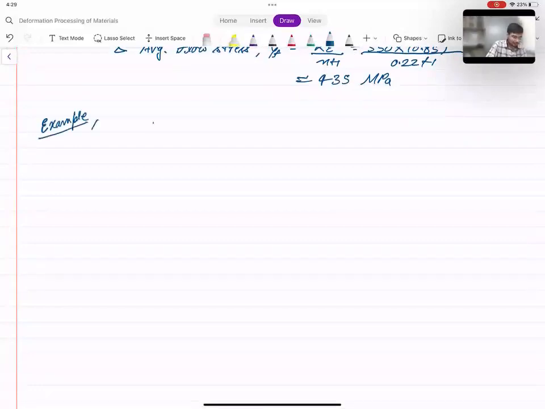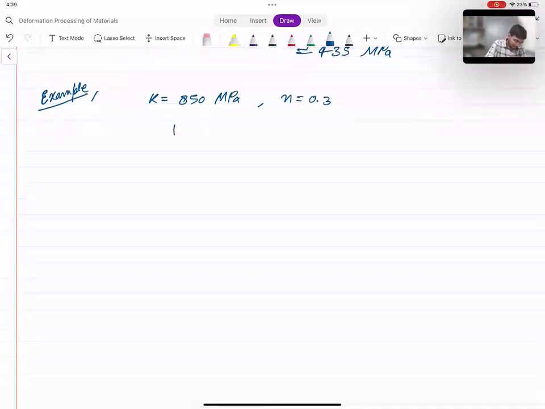Okay. So here we are again given with K value as 850 megapascal and n value is given as 0.3. Now, in this case, in place of strength, they have given us the data like initially the specimen was like this. There was a specimen like this.